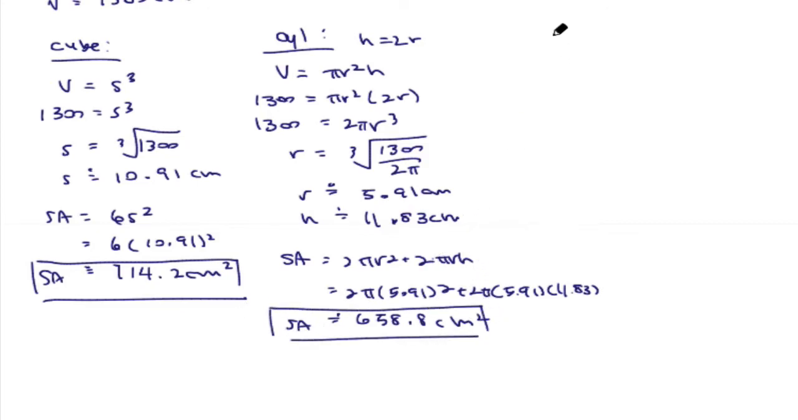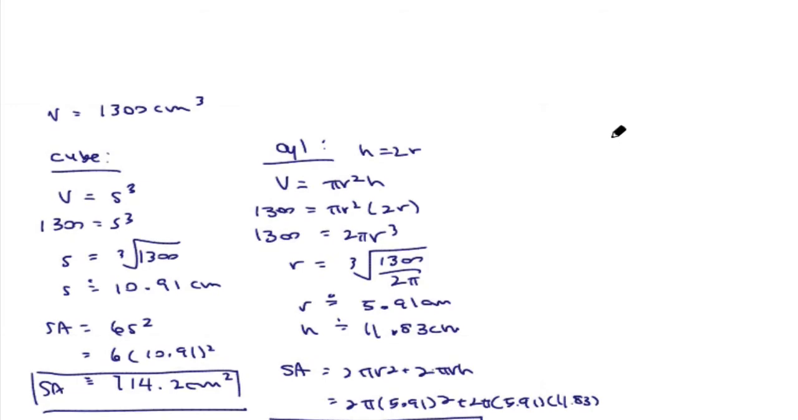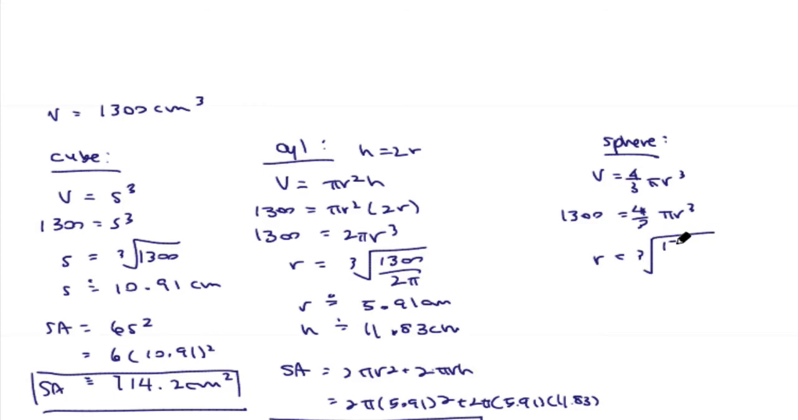Now the last one, we want to do the sphere. For the sphere, we know that the volume is 4/3 pi r cubed. So the volume is 1,300, and we can solve for r by taking the cubic root of 1,300 divided by 4/3 pi. And so for the radius, we get approximately 6.77 centimeters.